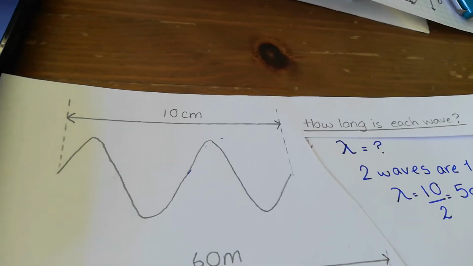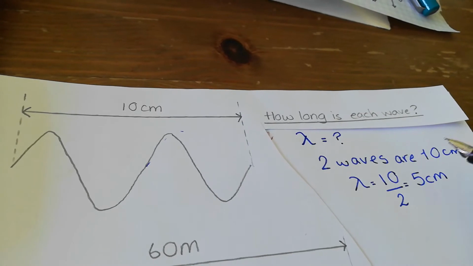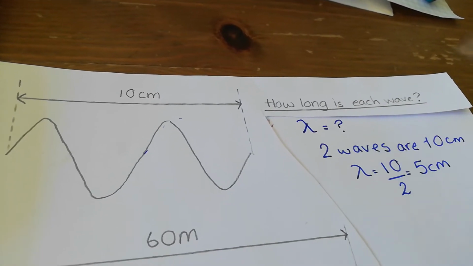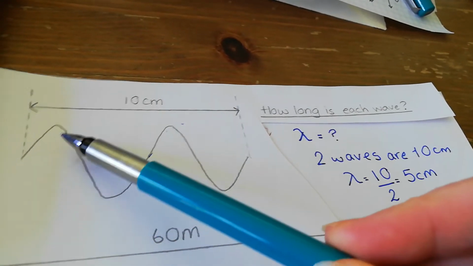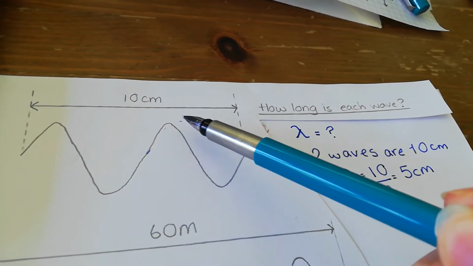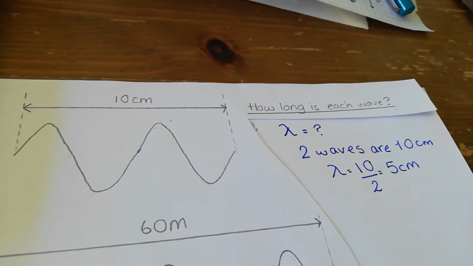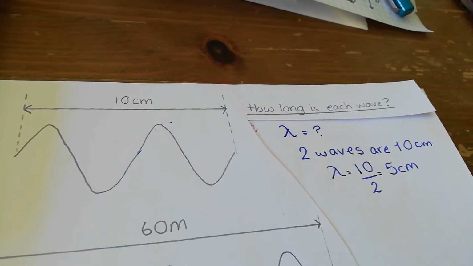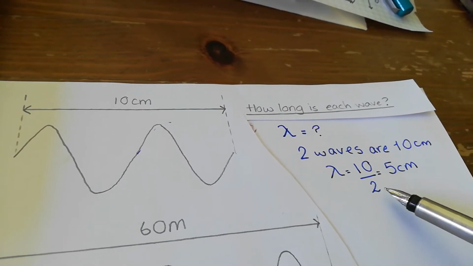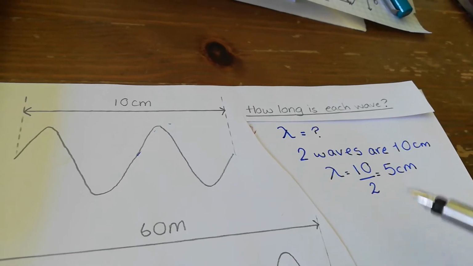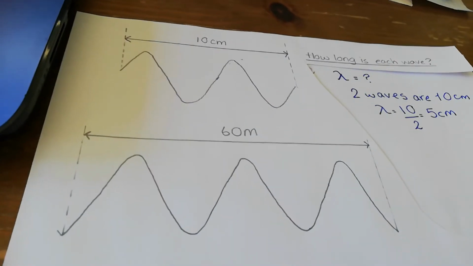Okay, so now we're going to look at how we can work out how long a wave is. That's basically asking for the wavelength. Now the first thing we have to do is work out how many waves there are. So 1, 2 waves. Now those 2 waves are 10 centimeters long in total. So the 10 centimeters has to be split or divided between those 2 waves, which gives each wave a wavelength of 5 centimeters.